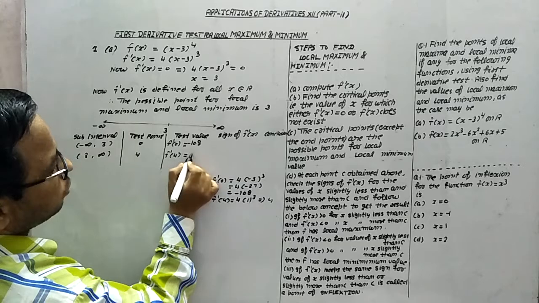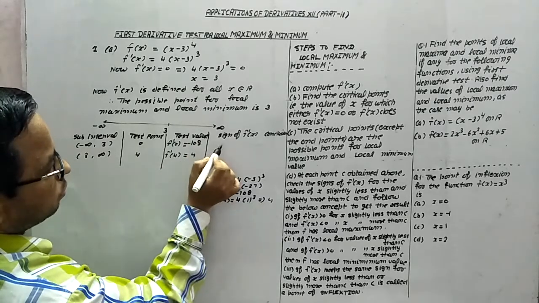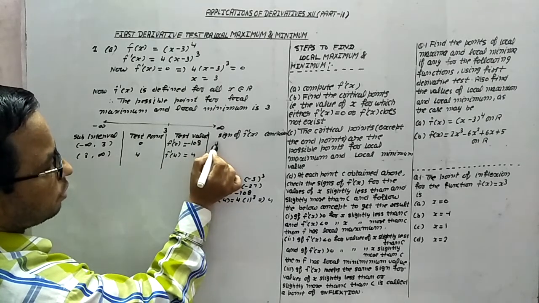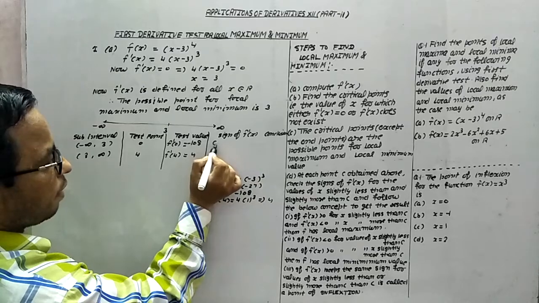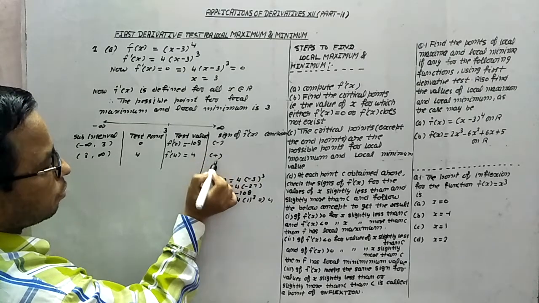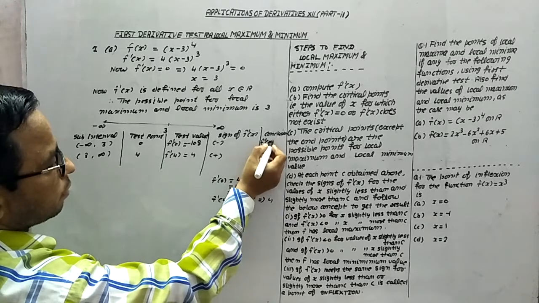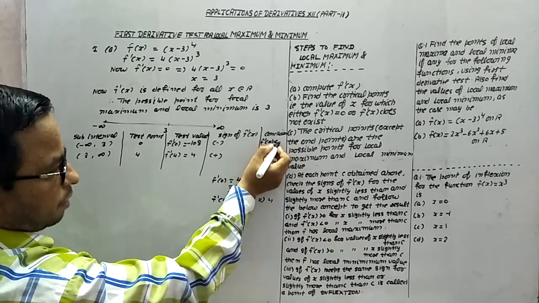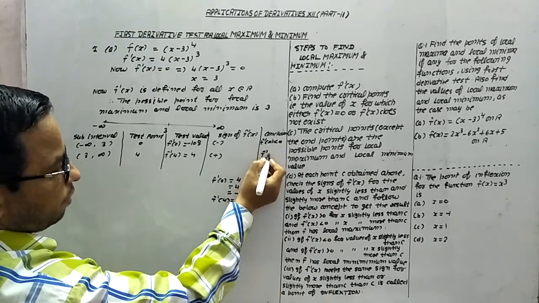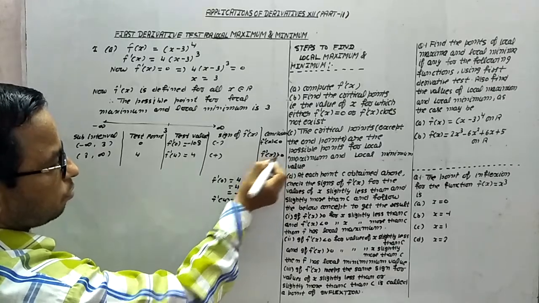4, it means this is 4. Now sign of f dash x, what is this? Which sign are we getting here? Negative, and this is positive. So conclusion, f dash x, what is this? Less than 0, and we have f dash x greater than 0.